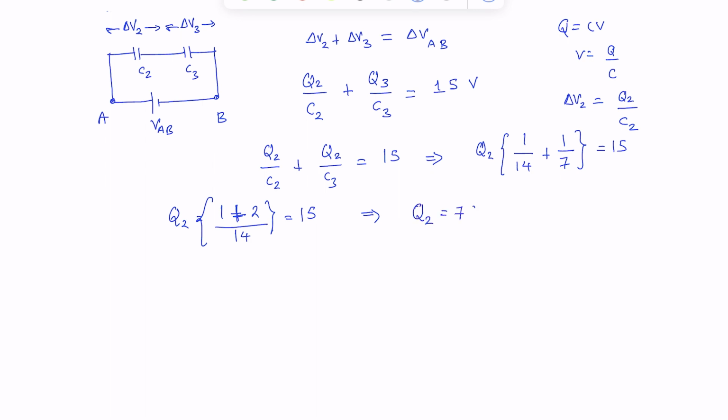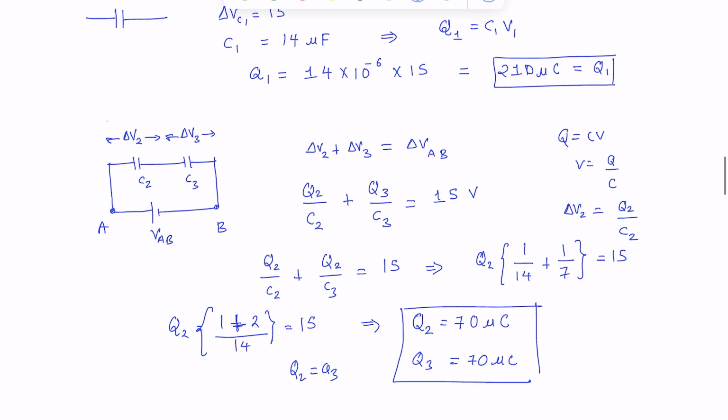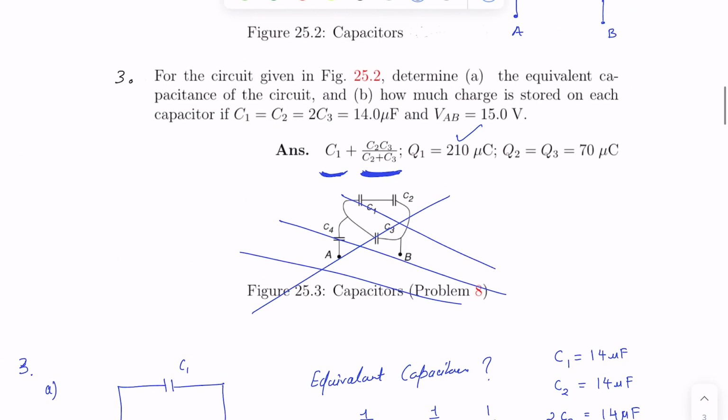And we were working in micro, so I'm going to get microcoulombs, and because Q2 equals Q3, Q3 is also 70 microcoulombs. Let's check your answer. That's right, 70 microcoulombs.